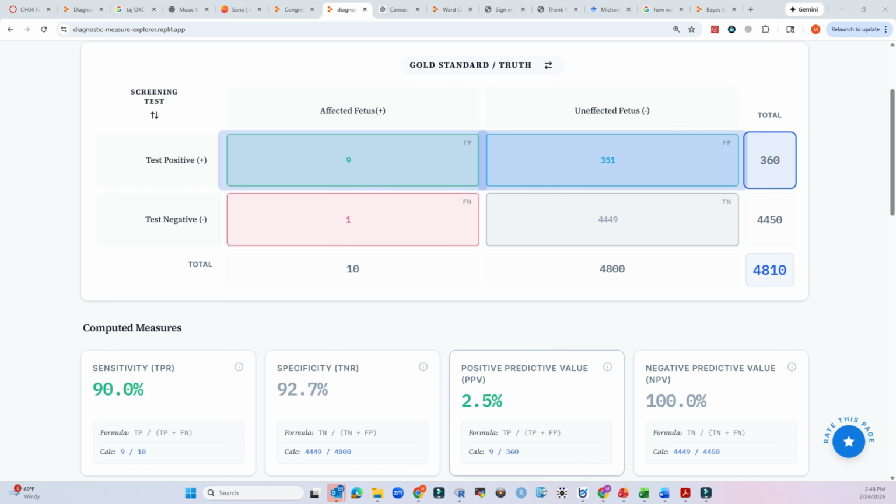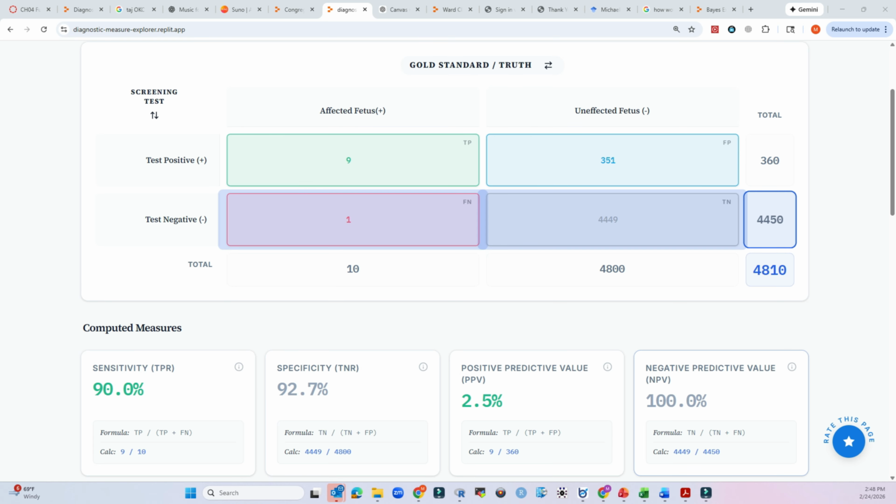The positive and negative predictive values can be computed from the table similarly by focusing on the test positive row for the positive predictive value. This takes the true positives over all of the positive tests. So the formula indicates the true positives are in the numerator and all the positive tests, whether they were true or false positives, in the denominator. So that is 9 over 360. The negative predictive value similarly calculates the true negatives over all of those that tested negative from the screening test.